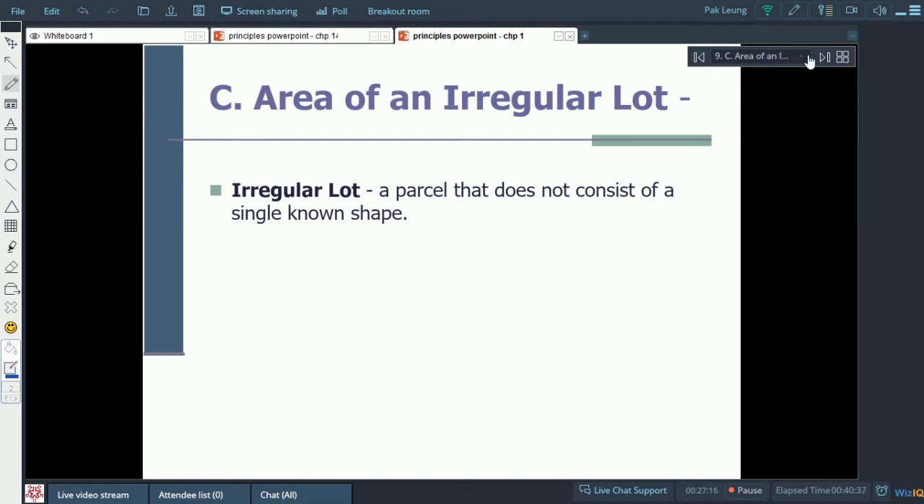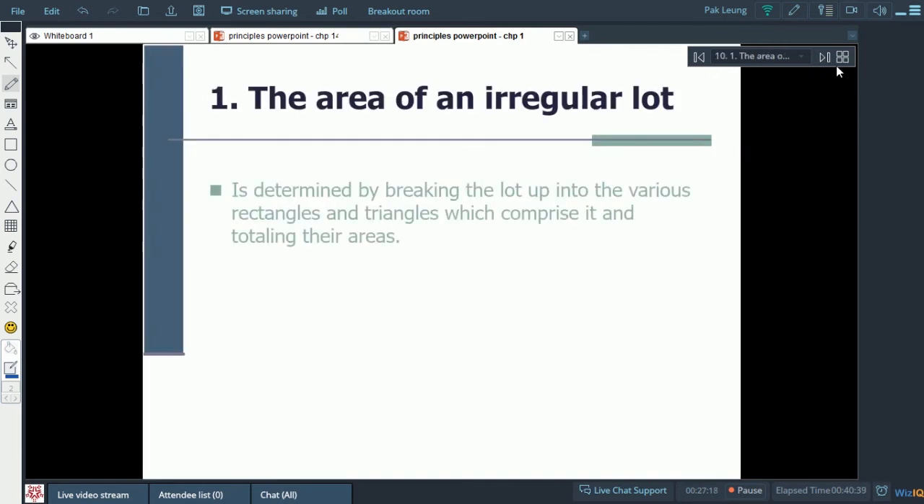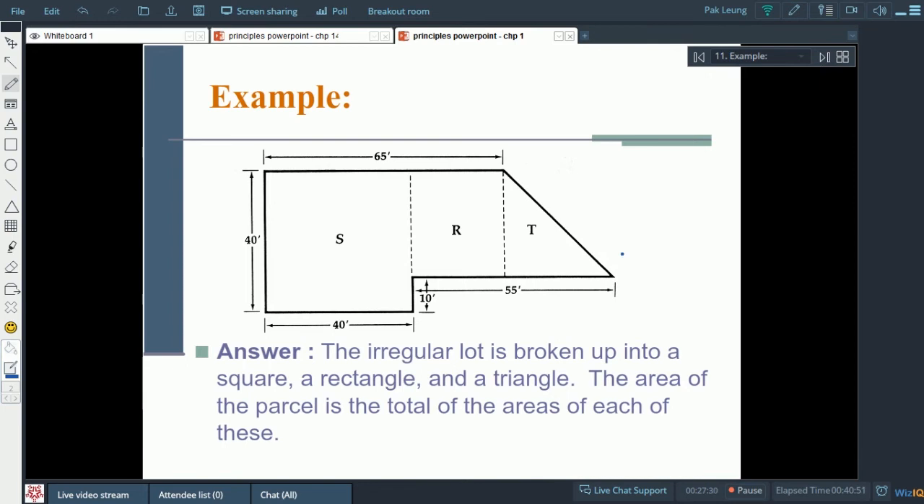Okay, area of an irregular lot. 它不是金龟的形状，这个地皮怎么去算？What it's saying is that you need to break it up so you see rectangles, squares, and triangles. So this is a weird looking lot, on the outside perimeter. 这个是不金贵的地皮. So you divide that up.